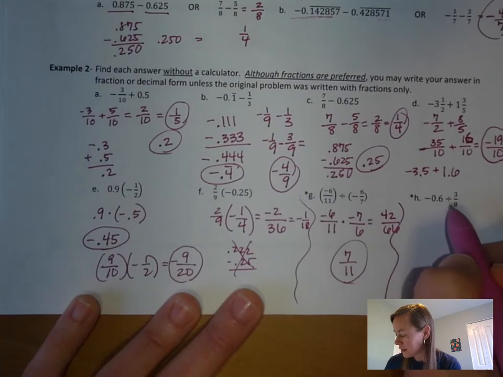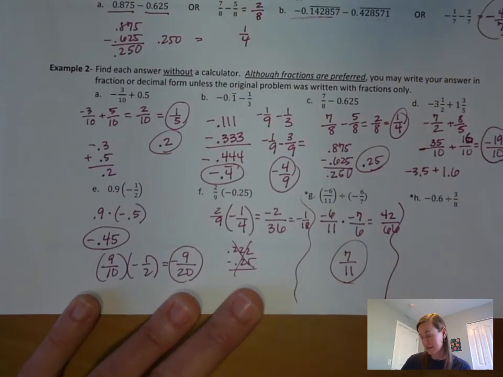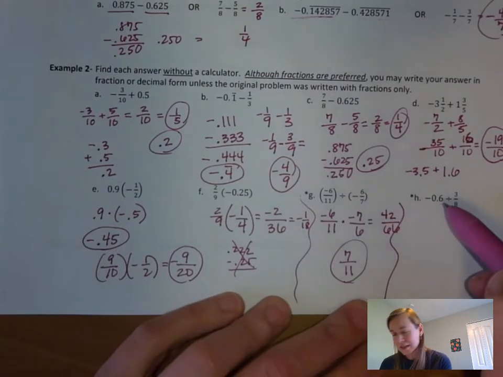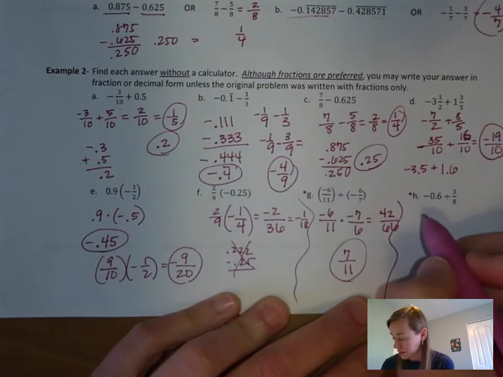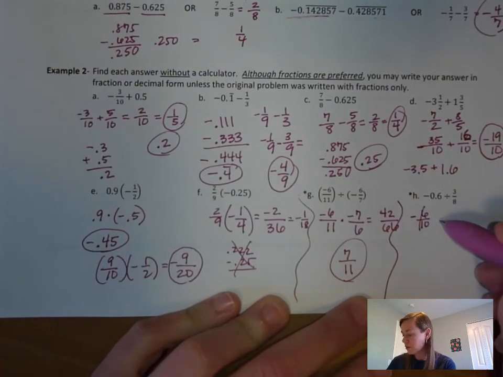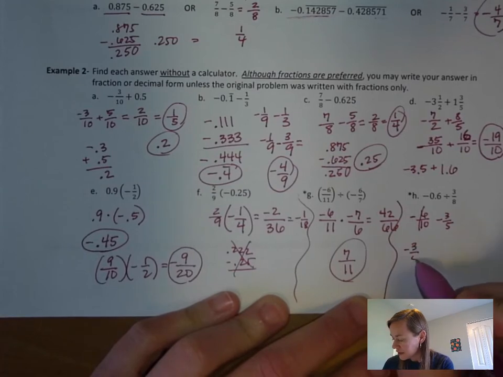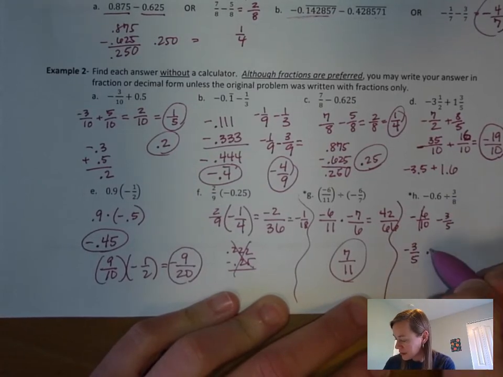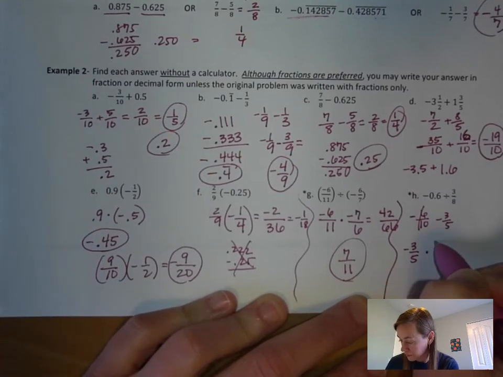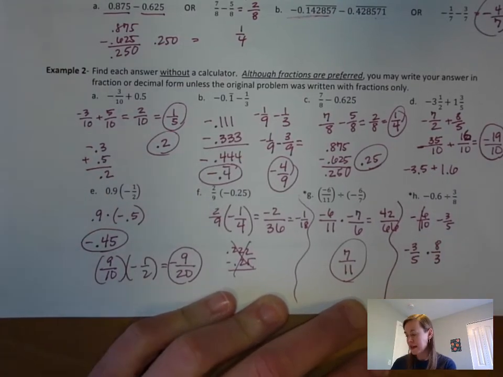Negative 0.6 divided by 3/8. Okay, so let's just take that decimal and turn it into a fraction. So we're going to have negative 6/10. And that can even be simplified to negative 3/5, right? So let's do negative 3/5 times the reciprocal of this, which is going to be 8 over 3. So we just flipped it upside down.